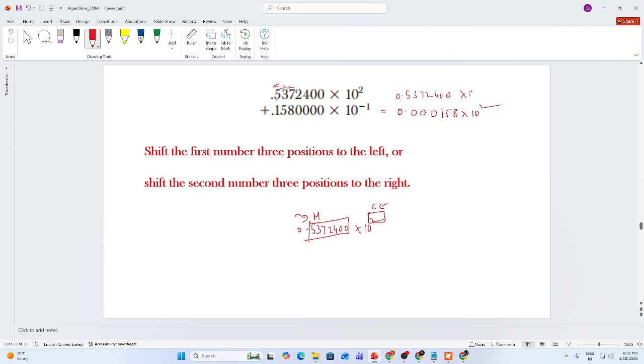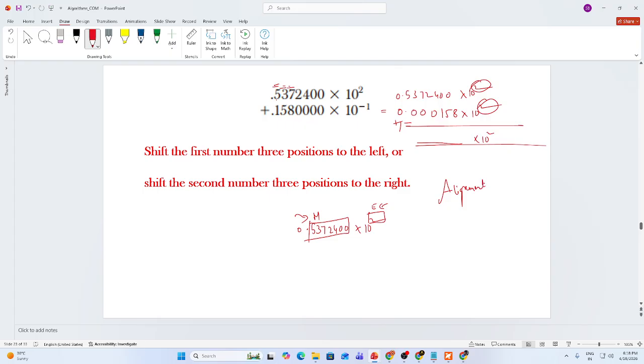Now this is a number 0.5372400 into 10 square. So I made these exponents equal, so that I can directly add the mantissas, right? I can add or subtract the mantissas, whatever the problem is, and the exponent of the result is same as this 2. So the exponent is 2, and based on the addition or subtraction, I can get the result. So this process of making exponents equal is called alignment.